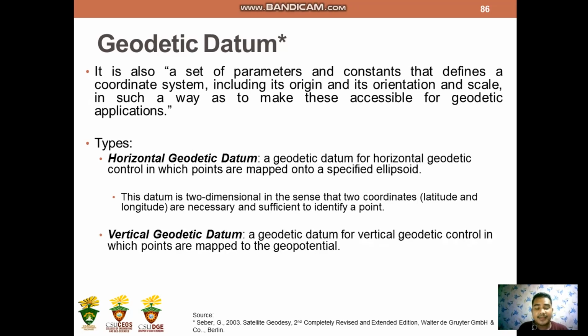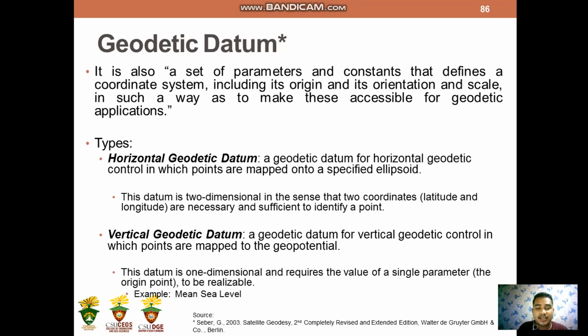And the next type is the vertical geodetic datum. It's a geodetic datum for vertical geodetic control, in which points are mapped in a geopotential. And this datum is only 1-dimensional and requires the value of a single parameter, which is the origin of the point, to be realizable. An example of this is the mean sea level.